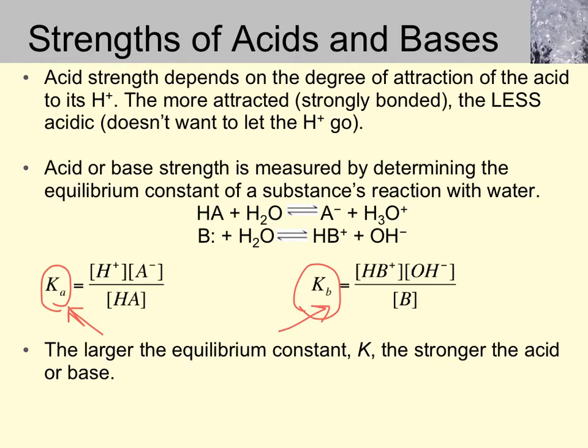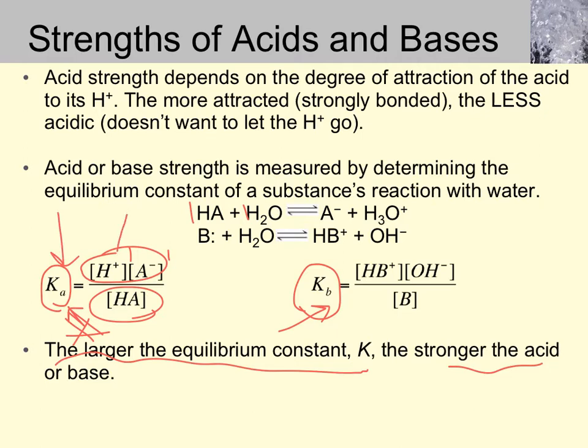Now they're determined the exact same way we determine any equilibrium constant. So it's products over reactants. And if there were coefficients in the balanced reaction, those coefficients would be exponents. The larger the equilibrium constant, the stronger the acid or base. So I would jot that down. That makes sense, right? The larger Ka is, for example, the more hydronium ion you have, and therefore the more acidic it is.